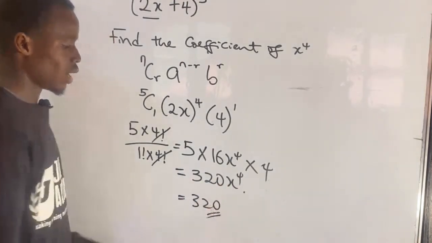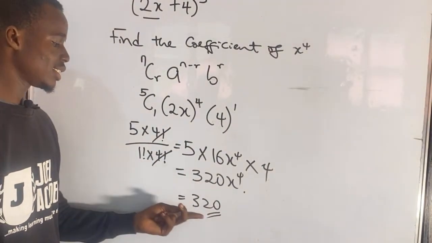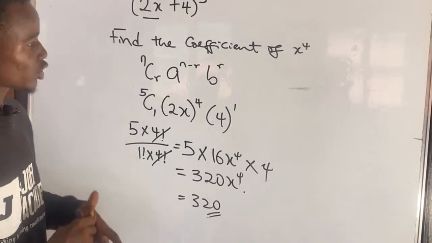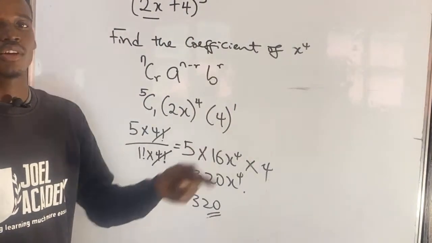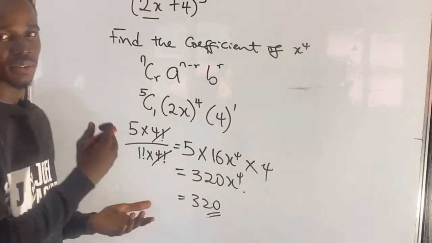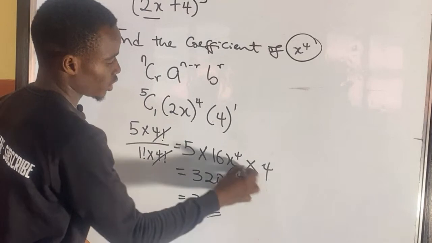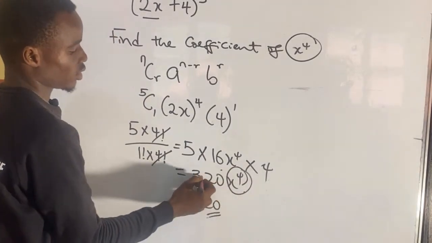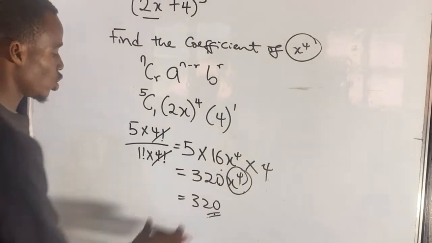320. Now, you might see this in the option. This is not the answer. The answer is 320 because they asked you for the coefficient. What does coefficient mean? It means what is in front of the variable. So we have the variable x raised power 4. What is in front? That's what they mean. 320. So that's the answer, not 320 x raised power 4. So we get this.